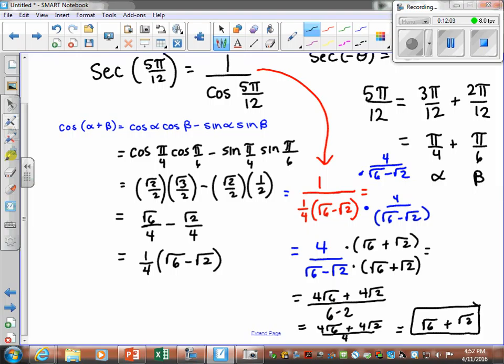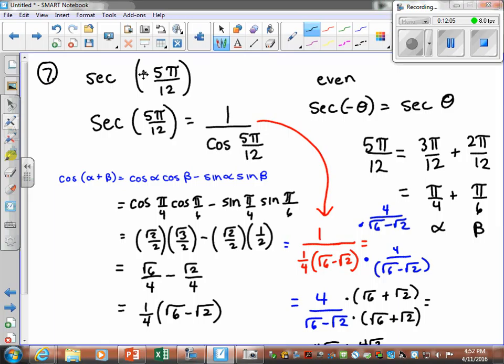So let me go back. A lot of work. First of all, we used the fact that this is an even function to just have 5 pi over 12. The second thing, we used our reciprocal properties to rewrite this using cosine. Then we pulled our cosine formulas, evaluated it, and then plugged that back into the fraction to then over here do a lot of algebra.